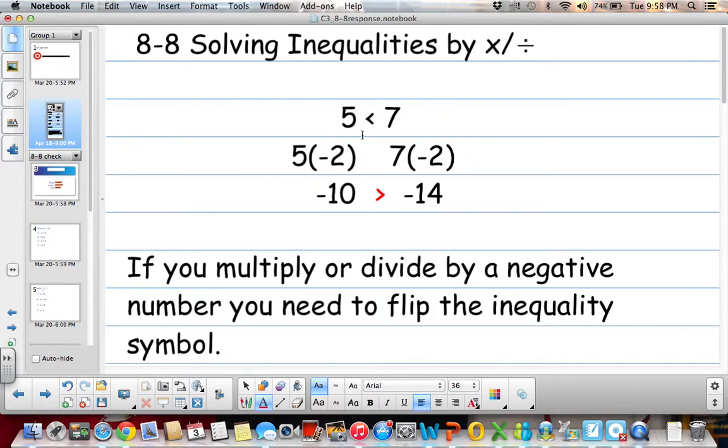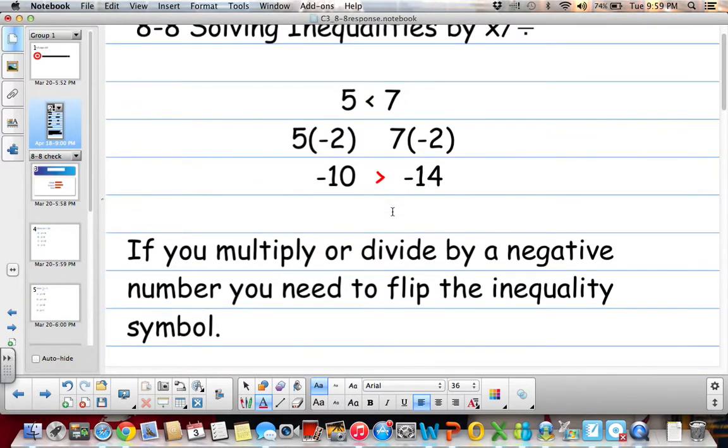So if you look up here, if we have 5, which is less than 7, if we multiply them both by -2, 5 times -2 is -10, 7 times -2 is -14. So even though we're multiplying them by the same exact number, this one on the left, which originally was less than, is now greater than, because -10 is greater than -14, so we need to flip our sign around.